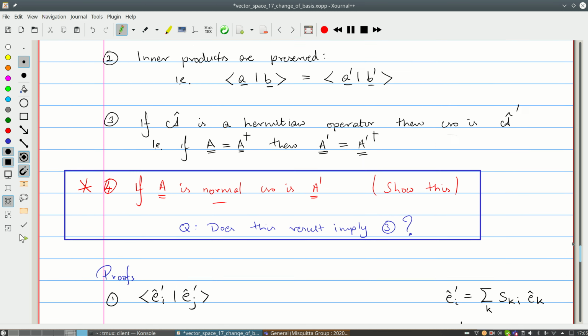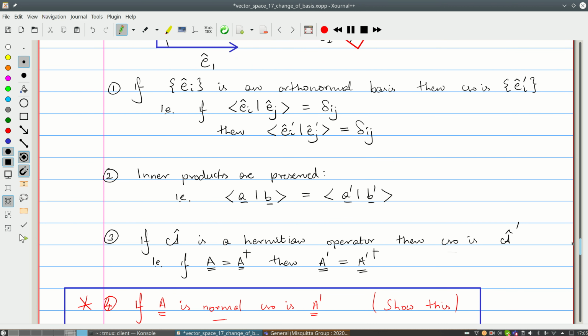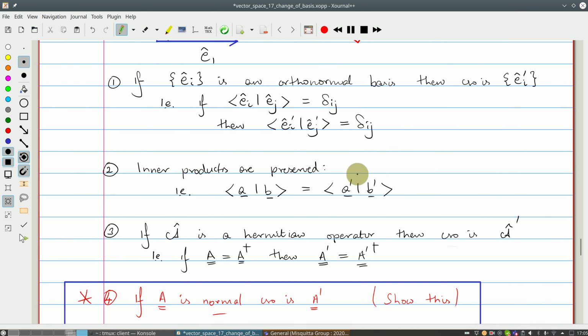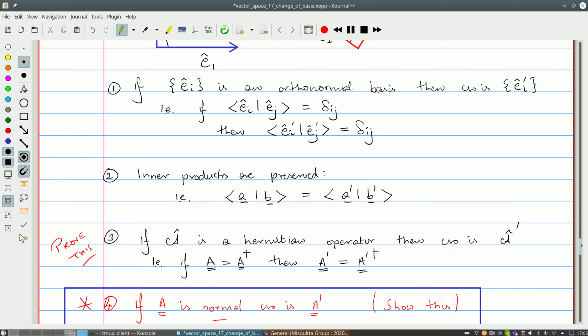Let's do one more and then I will stop here. So let's use that to show that inner products are preserved, and I'm going to leave 3 and 4 for you, so prove this. The proof, by the way, is in Riley's book, so have a look there. Let's have a look at number 2. Inner products are preserved.